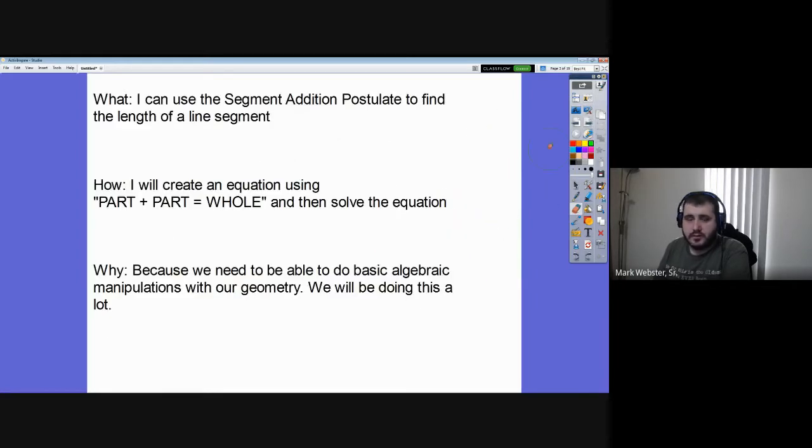So today what we're going to be talking about is the segment addition postulate. Basically, think about it like this: part plus part equals whole. The one part plus the other part equals the whole thing. So let's look at some really easy examples to start with.